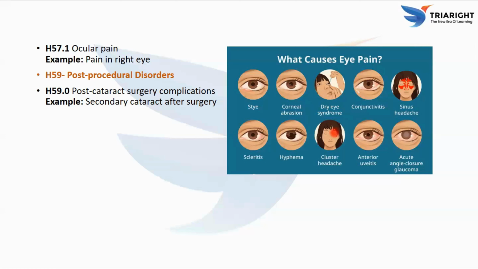And in this slide, you can see a picture over here. The common causes of eye pain are listed in this. So what are the common causes of eye pain? Stye, corneal abrasion, dry eye syndrome, conjunctivitis, sinus headache, scleritis, hyphema, cluster headache, anterior uveitis, and also acute angle closure glaucoma. So these are the common causes of eye pain shown in this picture.